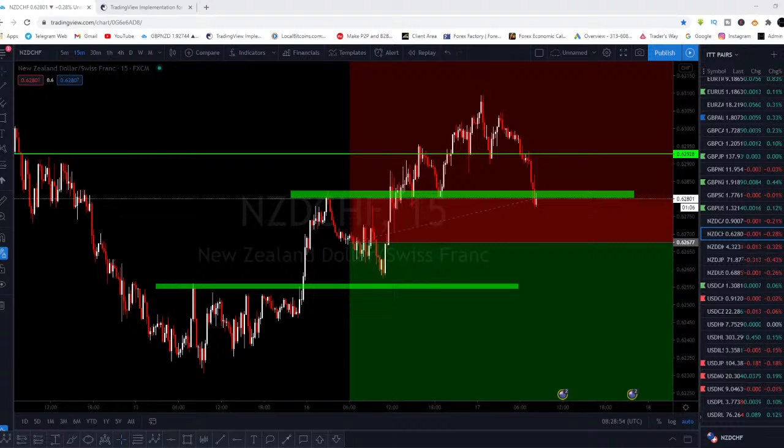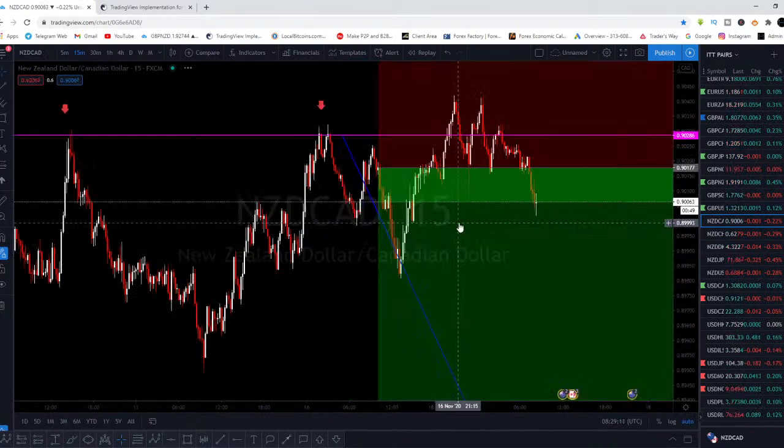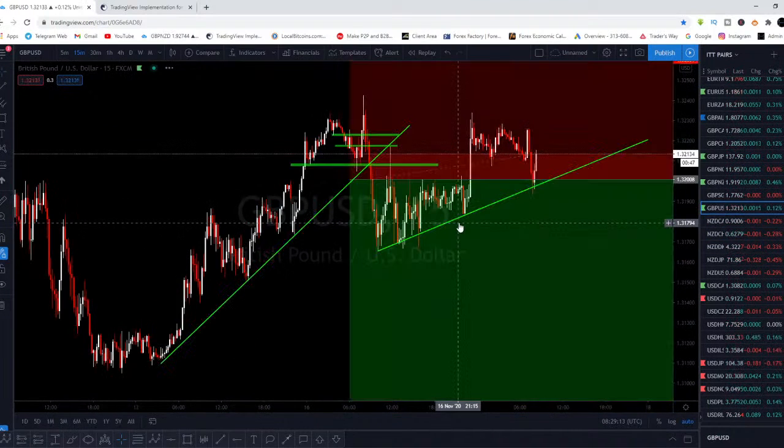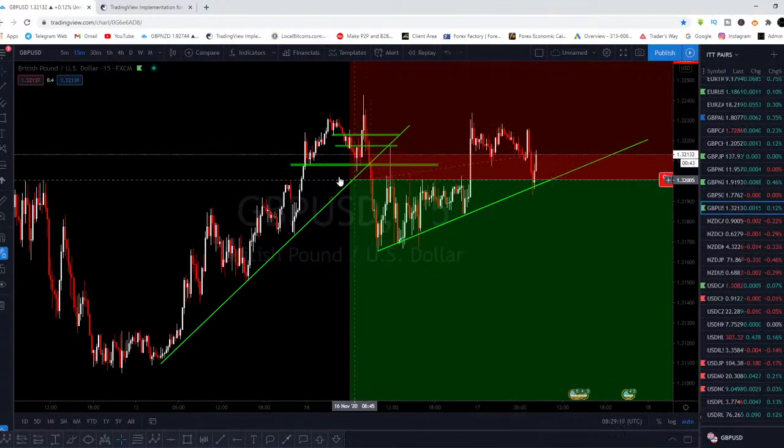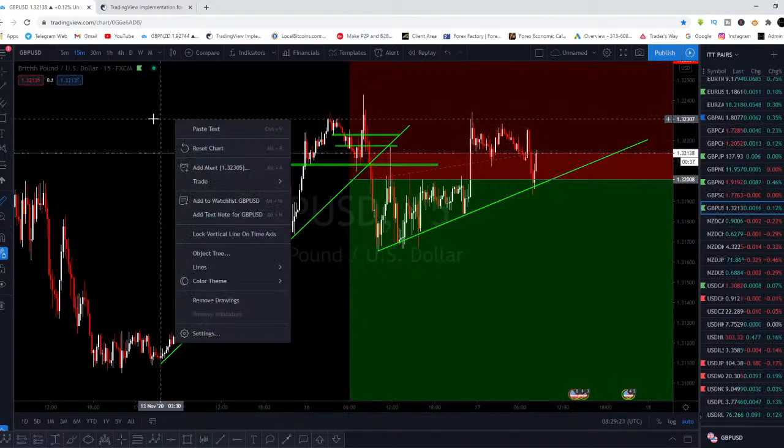Because some of this trade that we took yesterday, we are still in drawdown. NZDCHF still in drawdown. NZDCAD in profit. GBP still in drawdown as well, right? Drawdown of how much? How many pips is this? Drawdown of about 12 pips. So it is what it is.